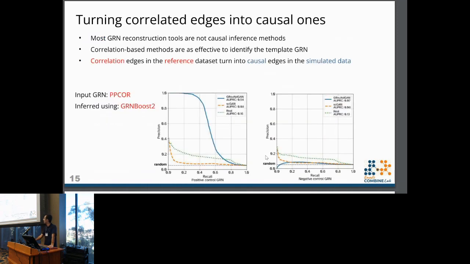To showcase how that would work, for example, here we constructed that scaffold GRN using PCorr, which is a purely correlation-based method for GRN inference. And when we now infer a GRN on the synthetic data using GRNBoost2, once again, we're able to recover a certain GRN. So the edges that were purely correlation edges in the reference data are now turned into causal edges in the synthetic data.